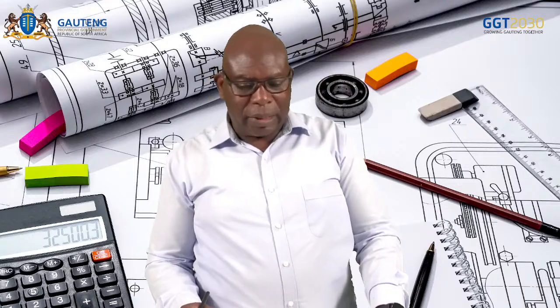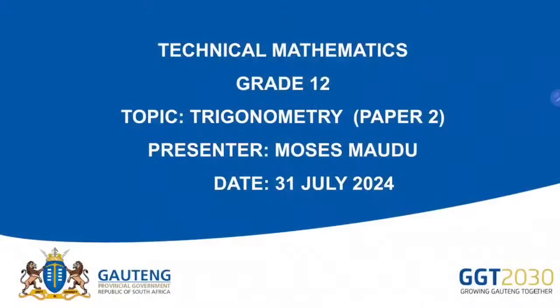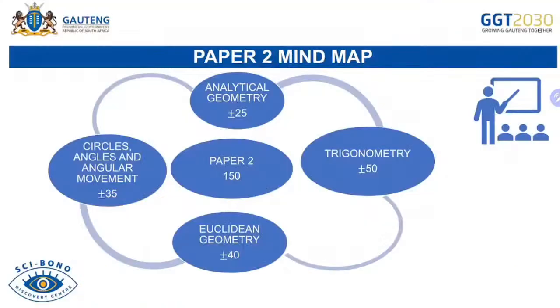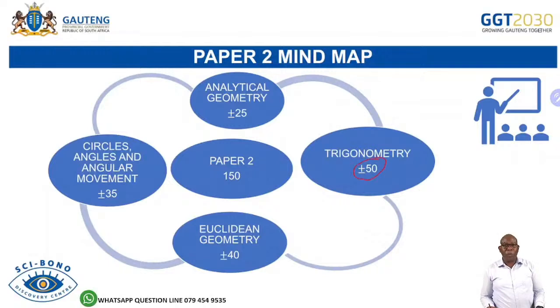Today we're going to be looking at Trigonometry, paper 2. In trigonometry we have plus minus 50 marks. So the exam marks in your paper 2 will be 50 marks, and it's a lot of marks. It's 1/3 of the paper.